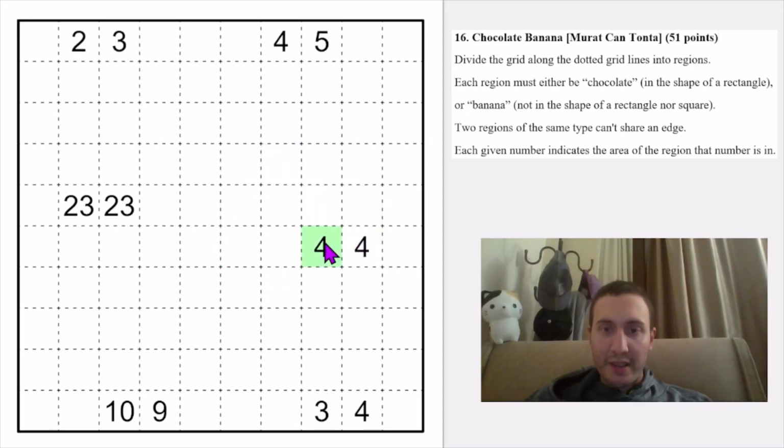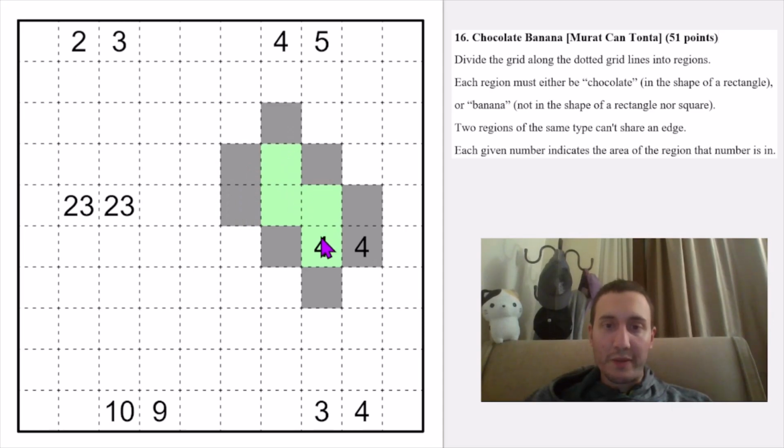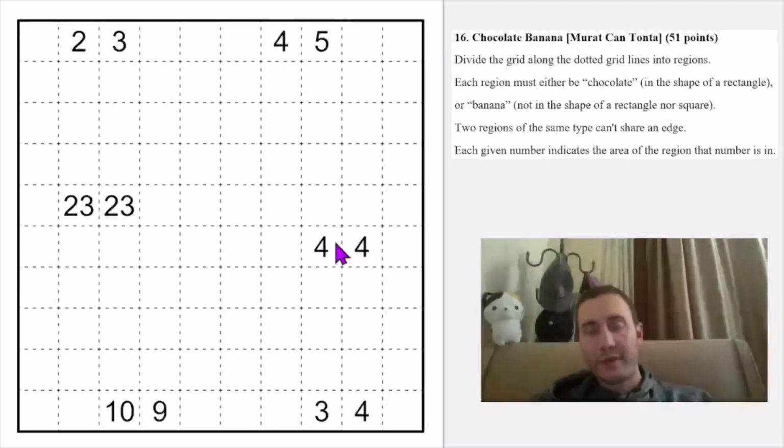So the opposite is true as well. If we determine this for region, everything around it has to be of the opposite color. And this is an allowed situation. These two clues have equal values, but they can be of the opposite colors. So that's not a violation. And I think we can begin.